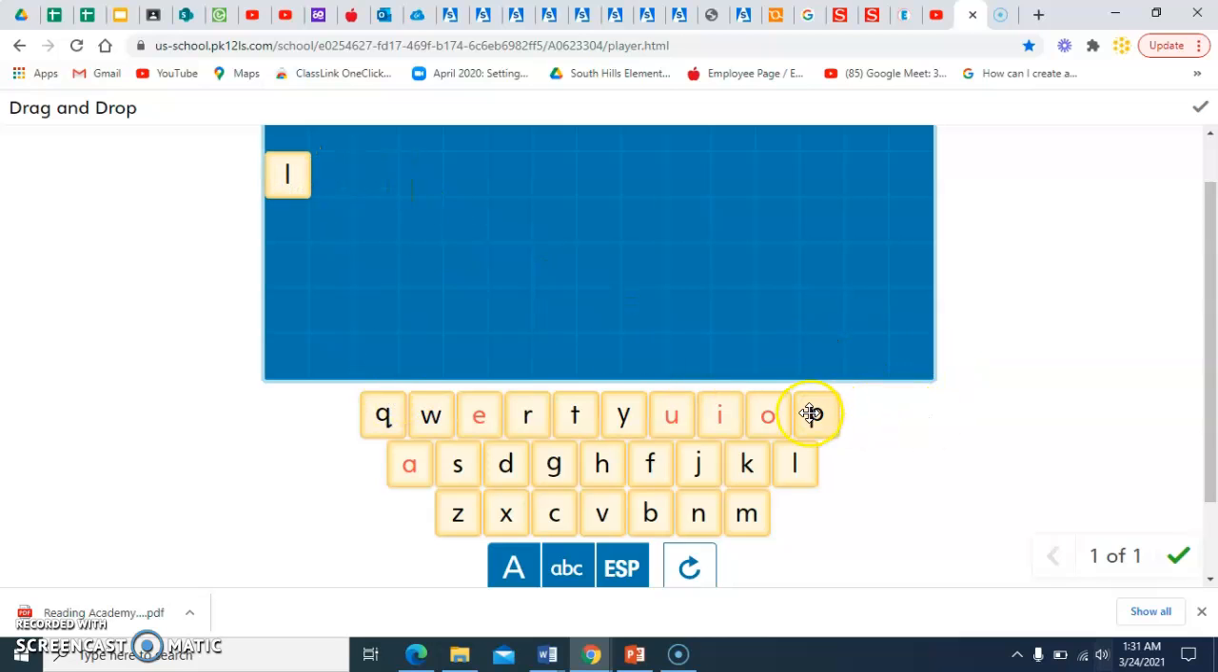Log, ah, o, log. Which letter do we need? It's letter G. Okay, so your first word is log. Next word that was in our poem, frog. What letter do we need? That's letter F.